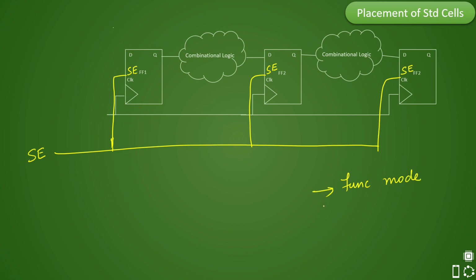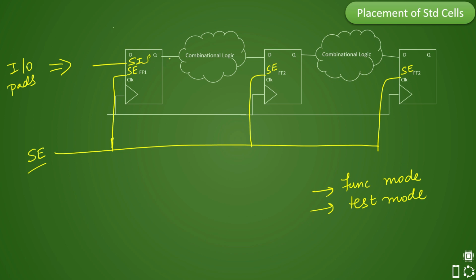And the next case is your test mode, and in the test mode your scan enable will be enabled, and when scan enable is enabled, at that time there will be the additional pin of scan input. So from the IO pads the patterns are pushed inside this scan input pin. The data will go inside, pass through the multiplexer, and then go to the Q pin.